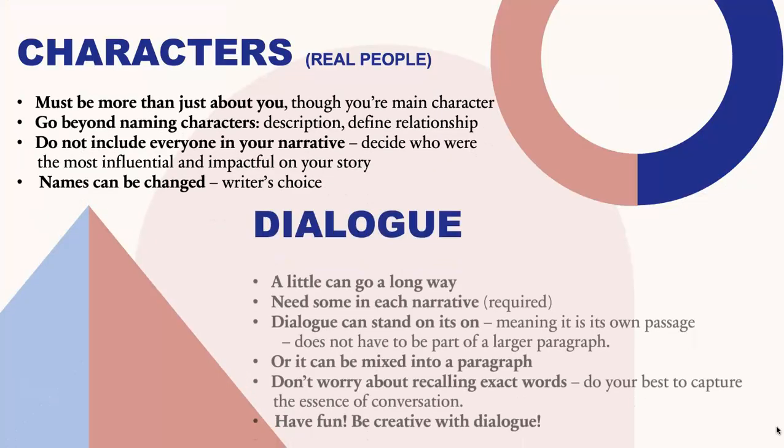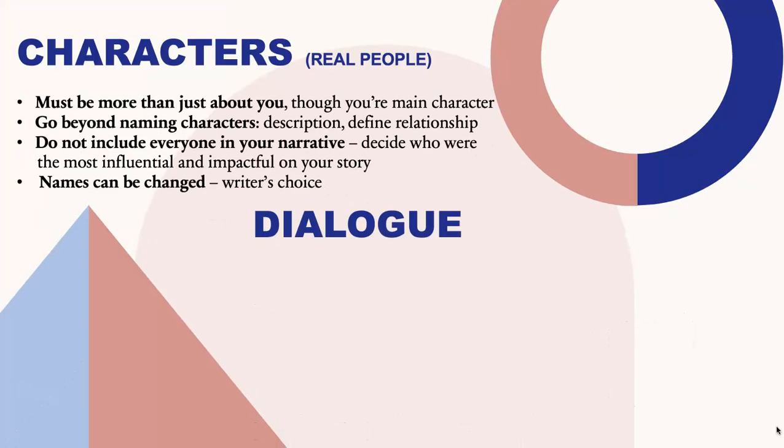Characters. This can't be just about you. This is not a diary project, so you need to have characters, people in your life. You need to go beyond just naming the characters, just define a relationship a little bit and give them some description. You don't need to name everyone, though. So it's important that you just have a couple of characters. We're only writing two very short narratives here, so in each narrative, you're not going to go into major depths about each character, but you do need to describe who they are.